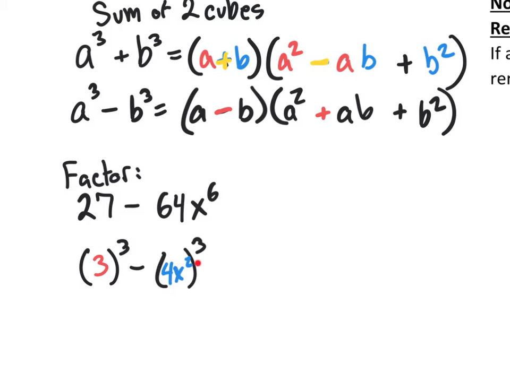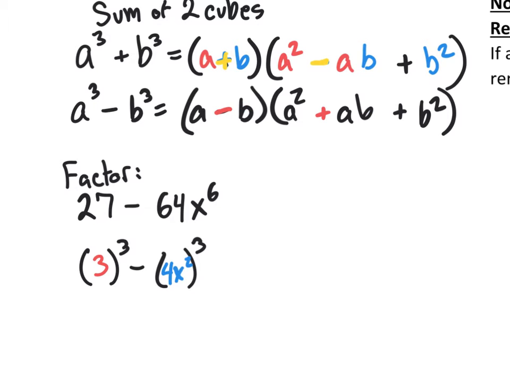So this is essential, and that was on the notes yesterday, that whenever you have a sum or difference of two cubes, you have to set it up as something cubed and something cubed in order for you to identify your a and your b. Now that you have identified your a and your b, you'll be able to plug in your a right there, right there, and right there, and your b right there, right there, and right there.